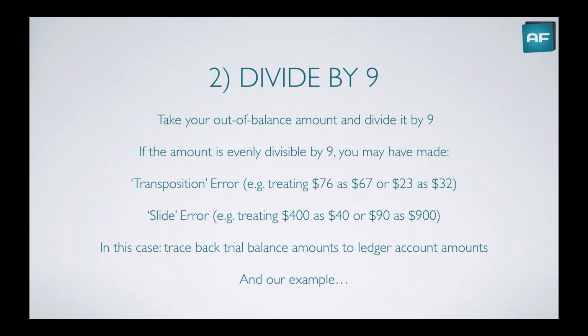you may have made a transposition error, where you treat perhaps 76 as 67 or 23 as 32, so kind of got them back to front, or a slide error, where you may have missed a 0 or added on a 0, so perhaps treated 400 as 40 or 90 as 900. If it is divisible by 9, go back to your trial balance amount, go back to your ledger accounts, and double check that you haven't treated 76 as 67 or 90 as 900, and so forth.